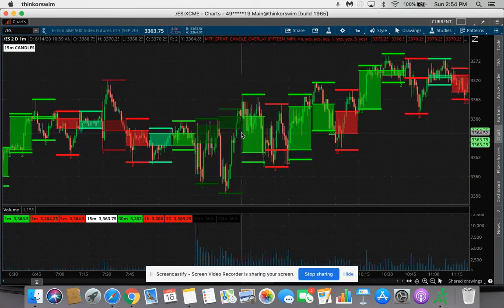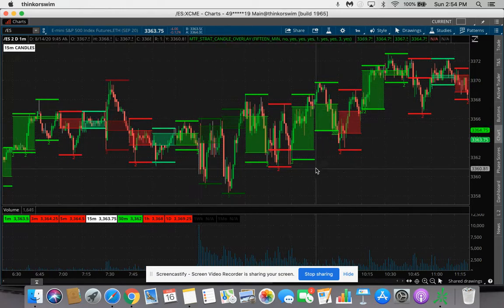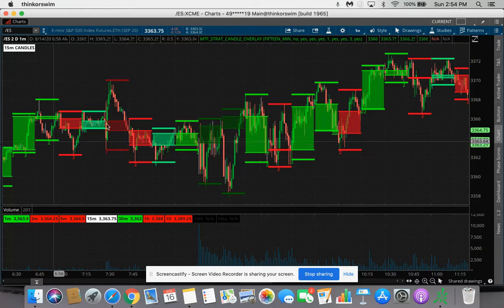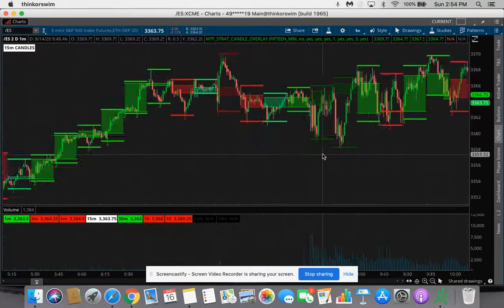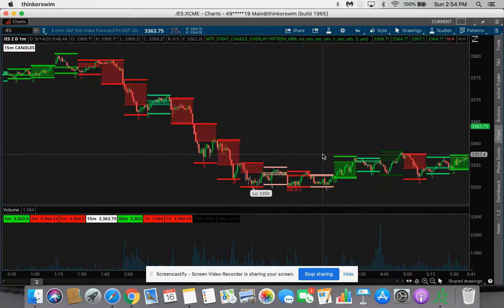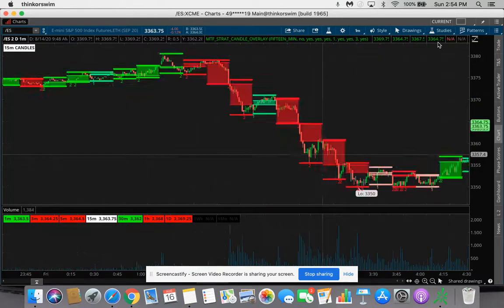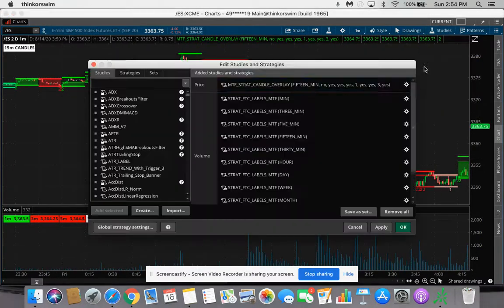And that's really all there is to these overlays. It's just another way of seeing, for example, on this 1-minute chart, what's happening on a 15-minute chart, because these are 15-minute candles, and I can see what type of strat candle it was. And if there was a reversal, I can see that too. Or maybe not. I'm not seeing any reversals.